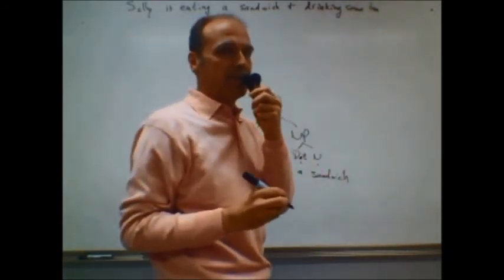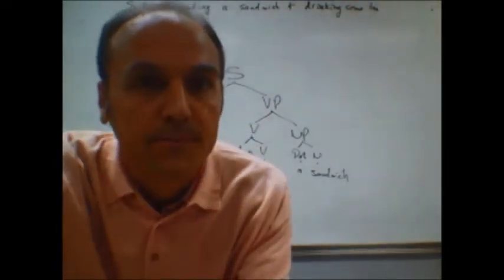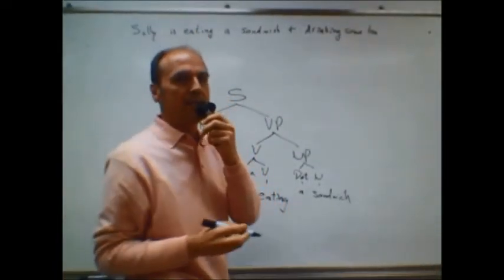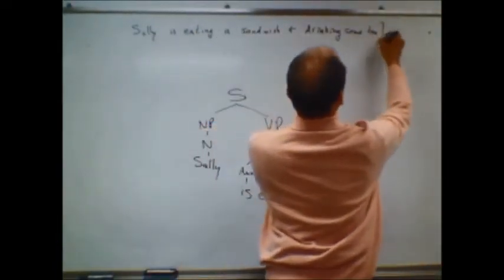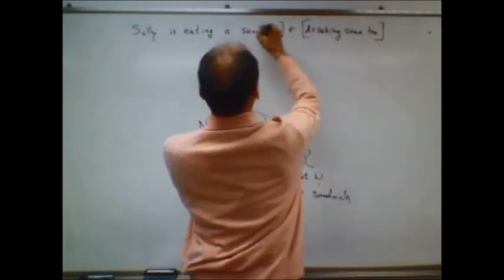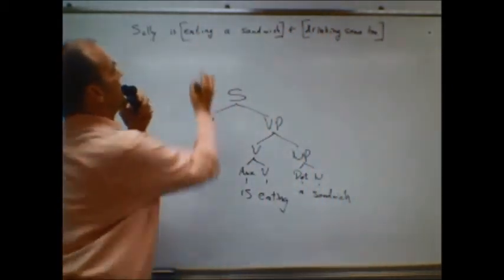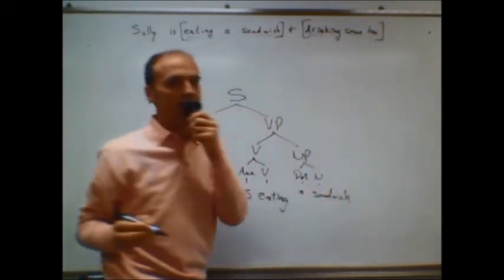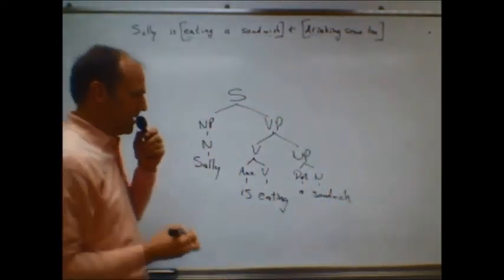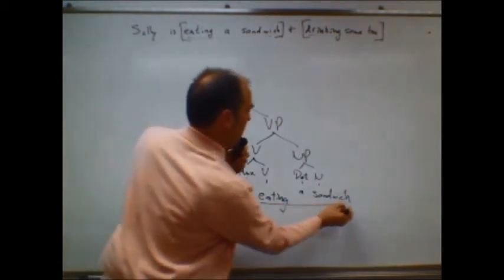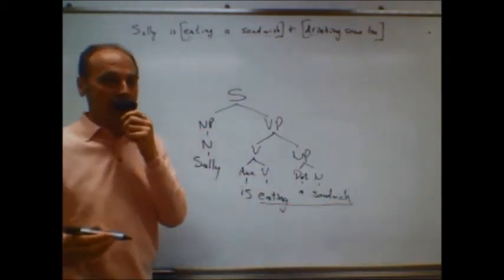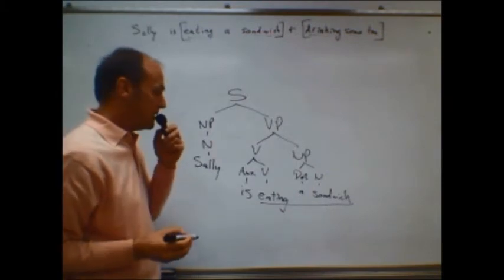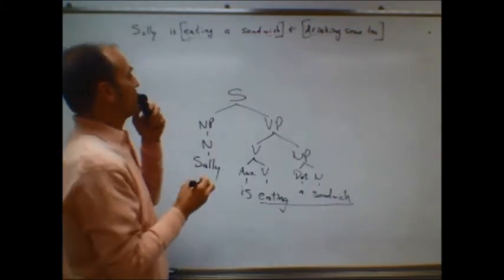So if we look at this, what we see is that we've conjoined this phrase with this phrase. This tells us that eating a sandwich and drinking some tea are both constituents. And if we look at our tree here, the string of words eating a sandwich is not represented as a constituent. So this is a problem.